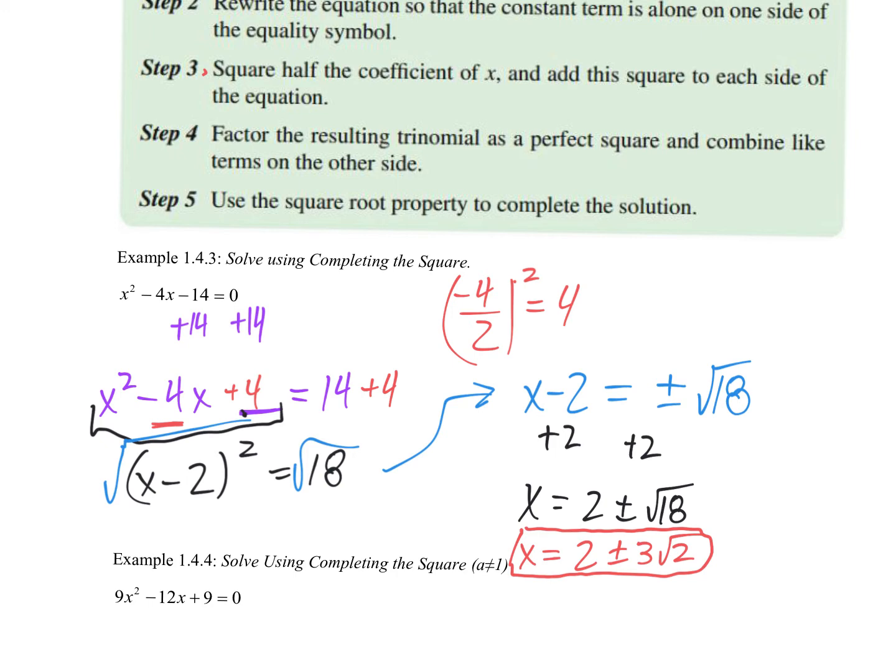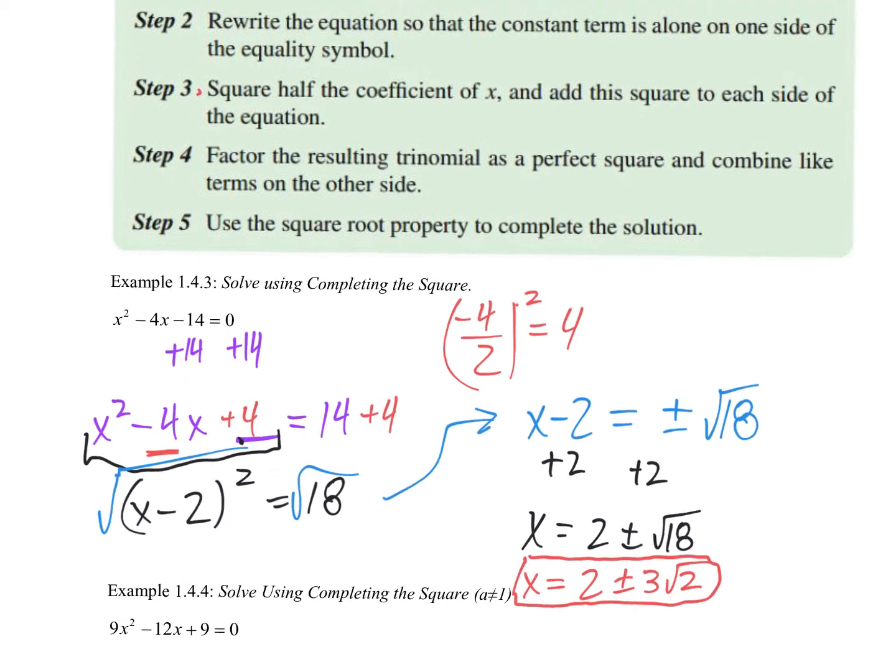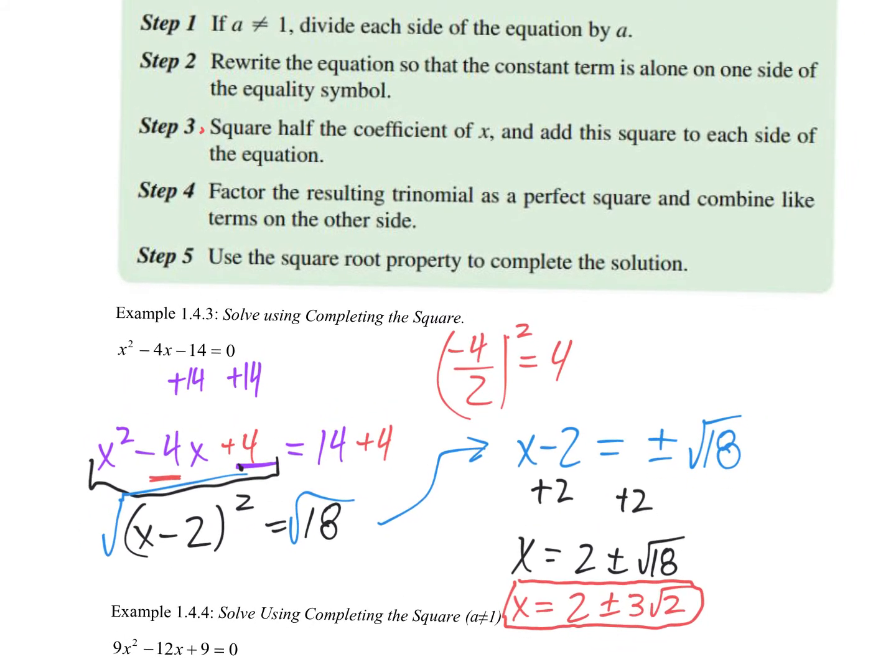Okay, so you can see the steps in the green box and how we followed them. First, we moved this constant term, the 14, over to the opposite side. Then we went ahead and added this 4 to both sides, right? Remember, by adding to both sides, you keep it balanced. That makes a perfect square binomial. Take the square root, and you'll be able to finish solving this, okay?